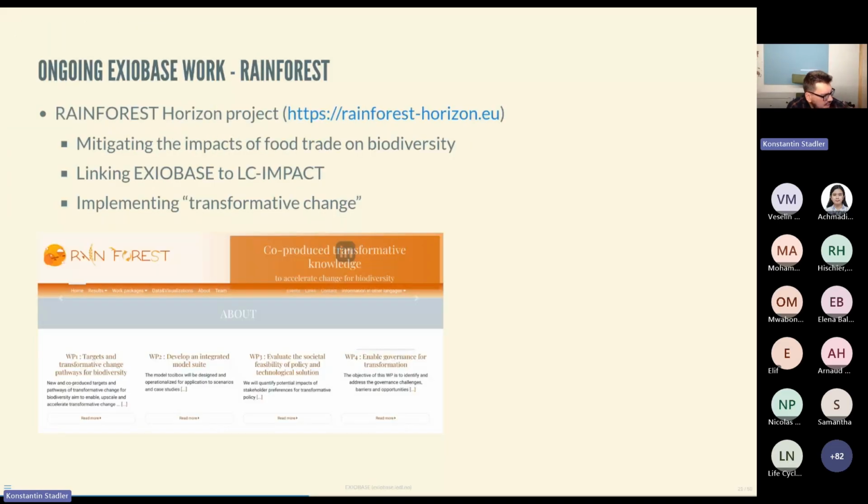The second project is Rainforest, which is kind of a sister project to BAMBOO, where we analyze the food trade and its biodiversity impacts. And here we also link Exiobase to the LCA impact assessment framework.